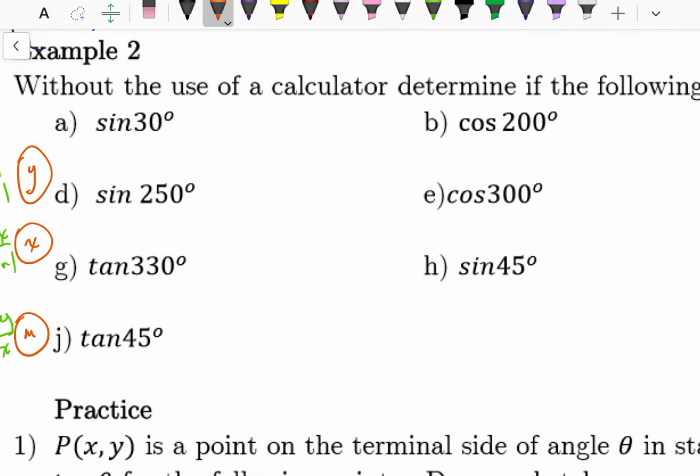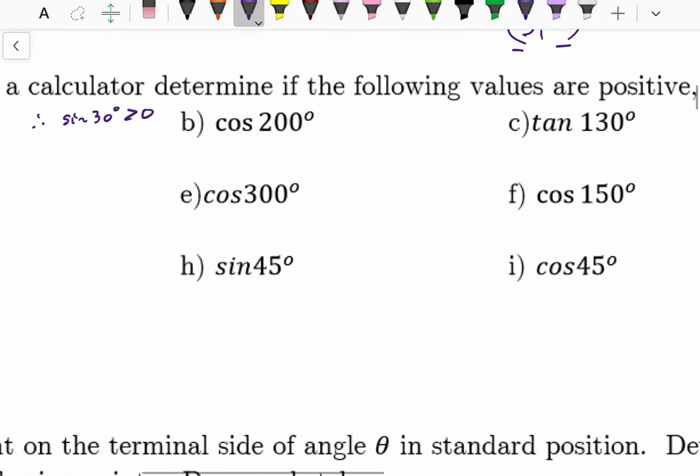So let's look at sine 30. So I make my Cartesian plane. 30 degrees looks something like that. My y values in quadrant number 1 are positive. Therefore, sine theta, or sine of 30 degrees, has to be positive. Sine is y. Y is positive in quadrant number 1.